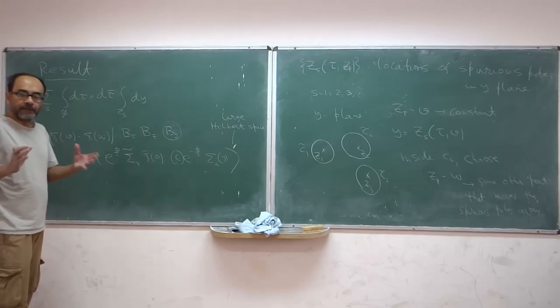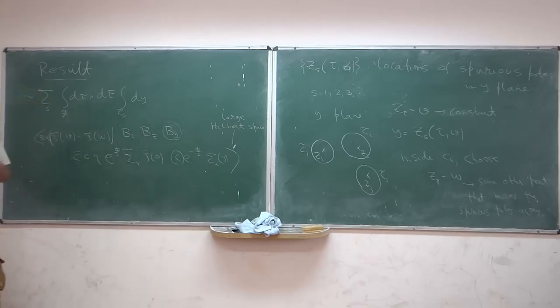This is a highly non-obvious property. If you just look at a correlation function, it's hard to see. It requires some effort to actually prove that this is the case. But if we accept it, then we can make life simpler for us by simply choosing W0 equal to W. Choose W1.